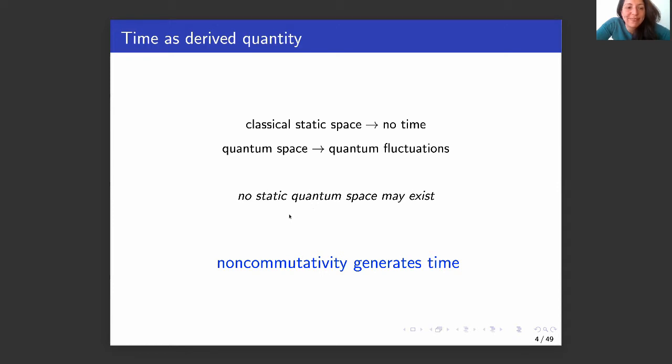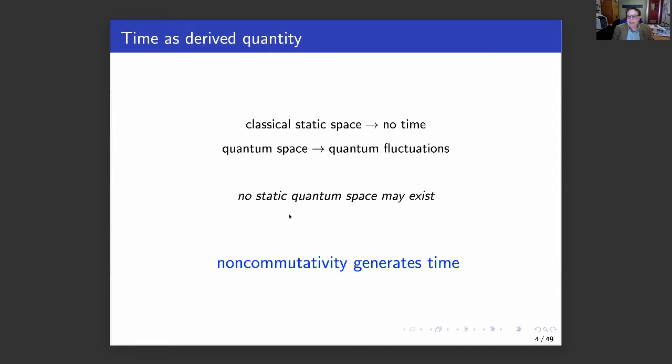continue. Okay. So in a quantum field theory, in a quantum space, there is a spontaneous creation and annihilation of particles, so there is no static spacetime. So if we look at the space from the quantum point of view, there is no static quantum space, so there must be a time. So time is in a sense intrinsic in quantum theory.